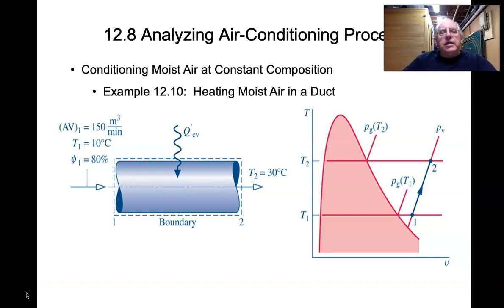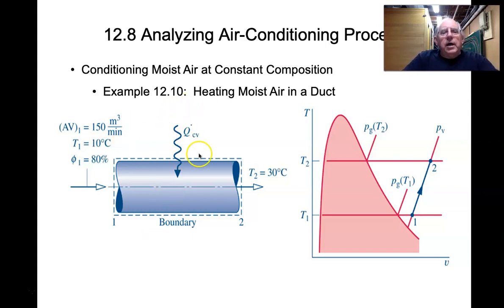Okay, this is then the beginning of working various problems involving moist air. This first problem out of your textbook is example 12.10, and what it involves is the heating of a moist air stream in a duct. In this particular case, because it's heating, there is no condensation of moisture and there is no addition of moisture.